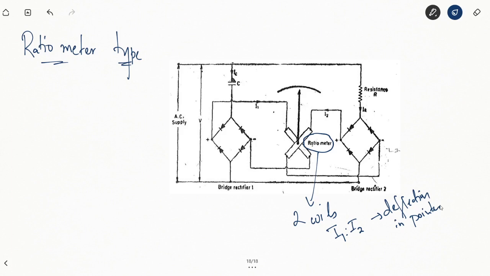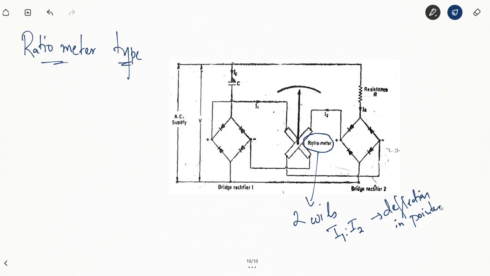Now these ratiometers are supplied with DC currents, and these DC currents are obtained from the diode bridge rectifiers. A diode bridge rectifier is converting an AC voltage to a DC voltage. So I1 and I2 here are basically DC currents. DC currents are flowing through the ratiometer, but we need to measure the frequency of the AC supply. So we are trying to calibrate our device to measure frequency of an AC circuit by first converting it to DC through DC measurements.